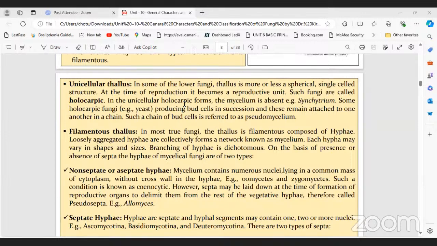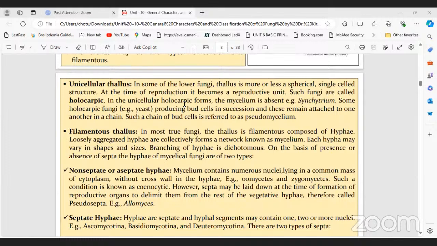In the unicellular holocarpic forms, the mycelium is absent, for example Synchytrium. Some holocarpic fungi produce bud cells in succession, and these remain attached to one another. That chain of cells is referred to as pseudomycelium.